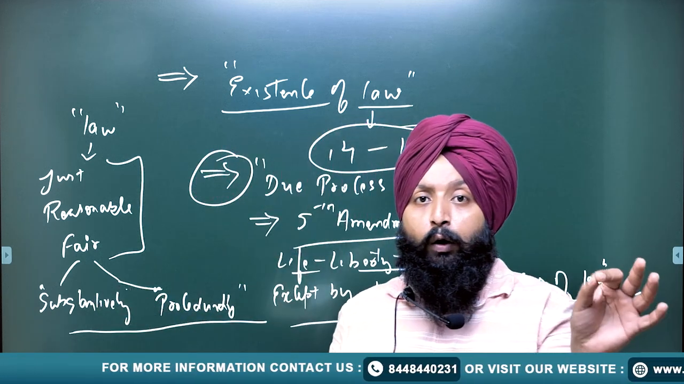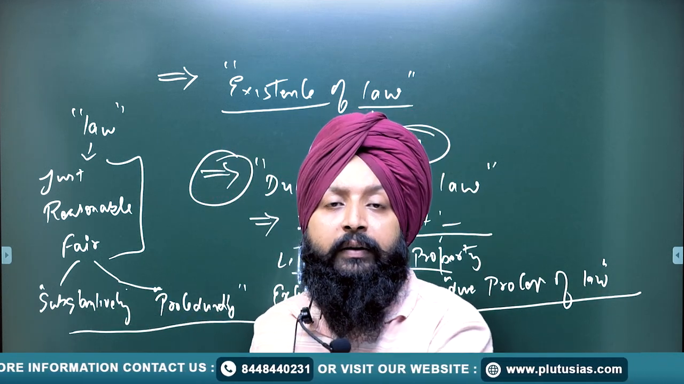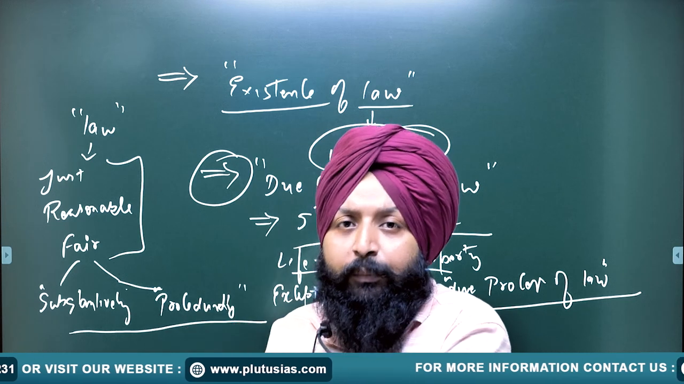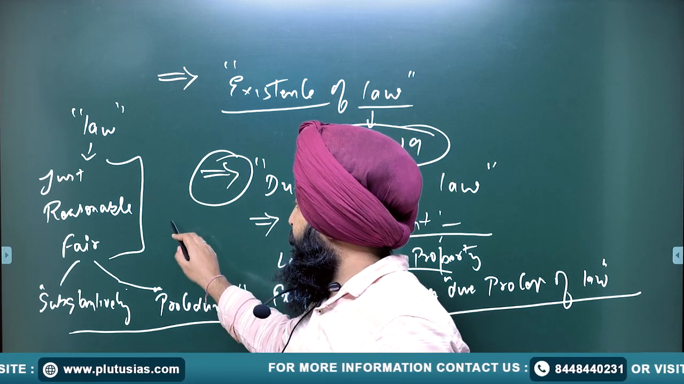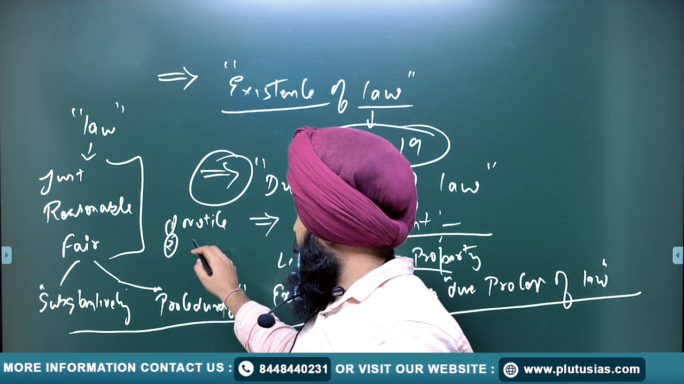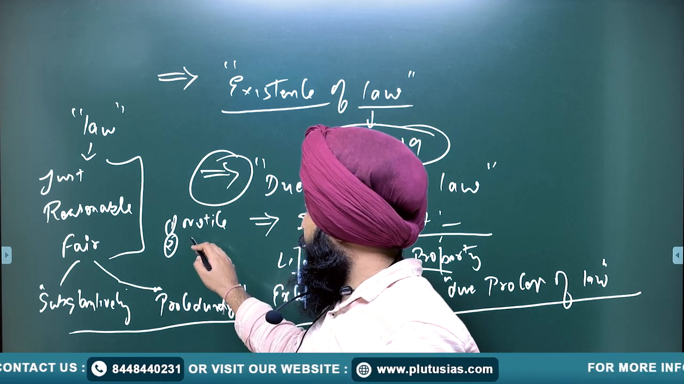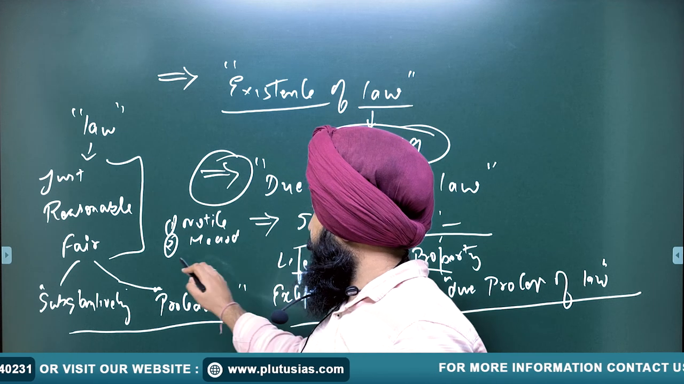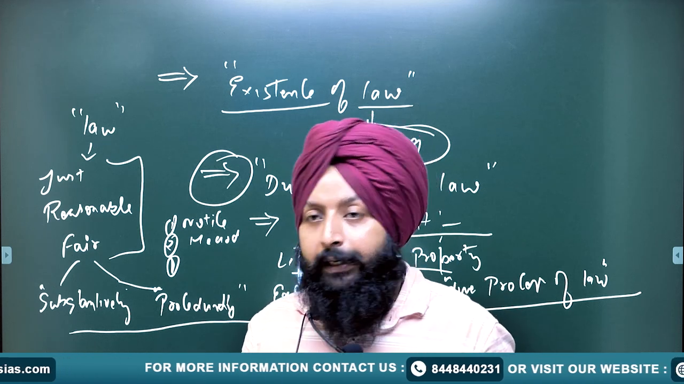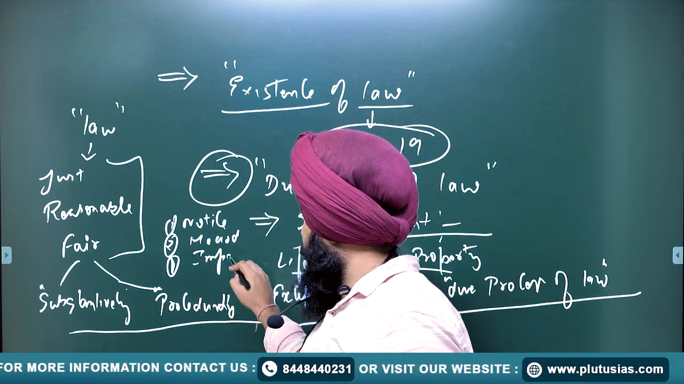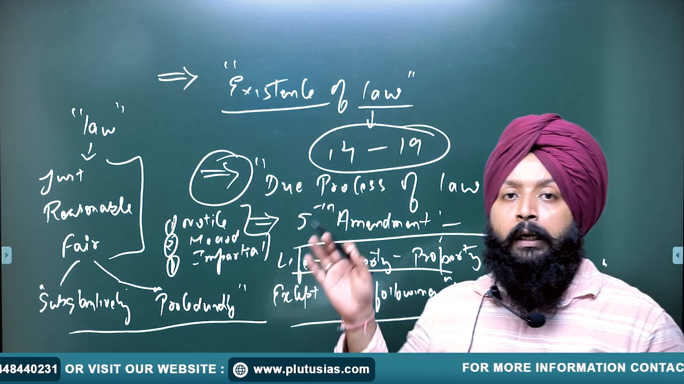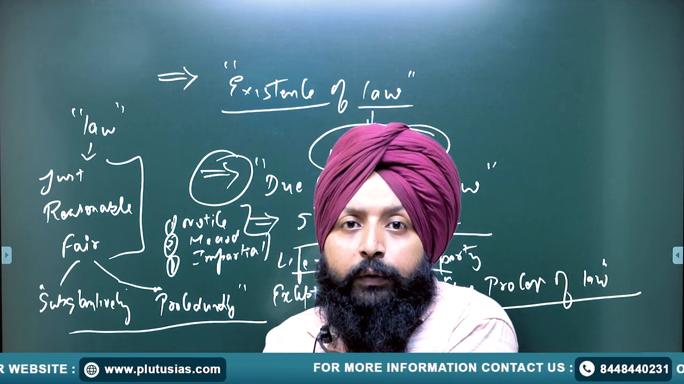That means the law in itself should not be arbitrary. And secondly, the law must provide a procedure that is fair. That fair procedure includes certain elements, such as the notice should be provided to the accused. Secondly, he should be given an opportunity to be heard. Third, the tribunal that is adjudicating the case must be impartial. So these things must form a part of the law that is depriving the person of his personal liberty.